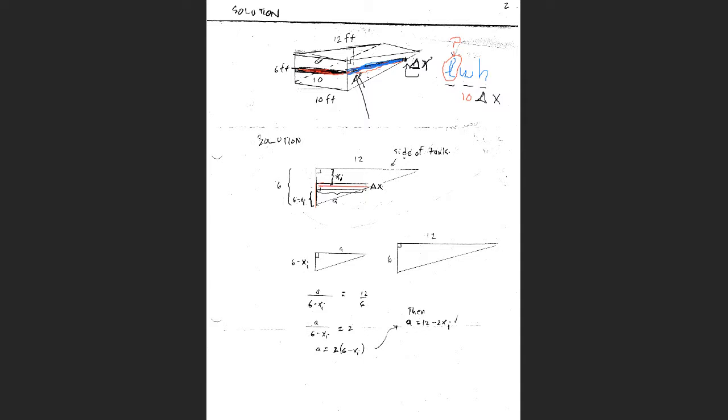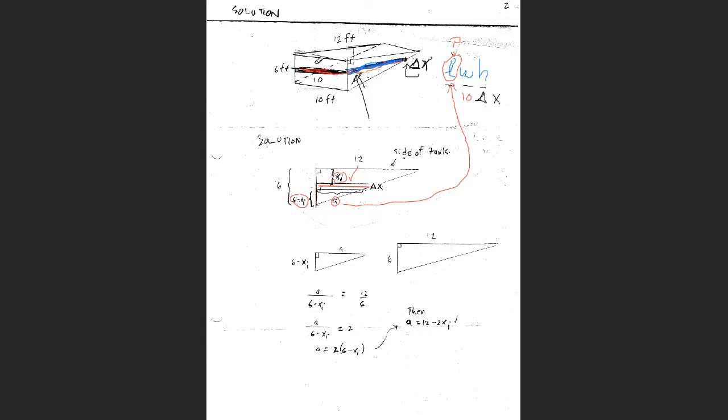Okay, so the ice layer of water is a distance xi feet from the top. But that means it's 6 minus xi feet from the bottom. And what we want to do is figure out this distance A here, because this distance A is my length for the ith layer of water.